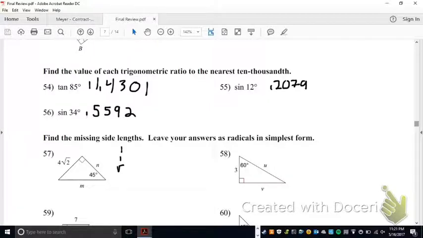So 57 through, I think it's like 62. Those are all special right triangles. If it's a 45-45 triangle, 45-45-90, since they're special right triangles, the sides are always going to be in the ratio of 1-1 radical 2.